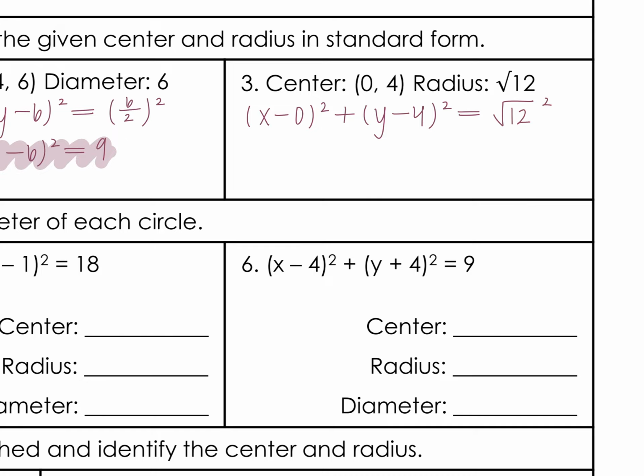Okay, so a lot of times when you have a 0 plugged in for your h or your k or even both, we don't usually write x minus 0. We will usually just simplify into, and you'll see this in a few problems, just that x squared. And then for our y, we'll have y minus 4 squared. And the key thing to remember here is that when you square a square root, they cancel out. And so you're left with just a 12.